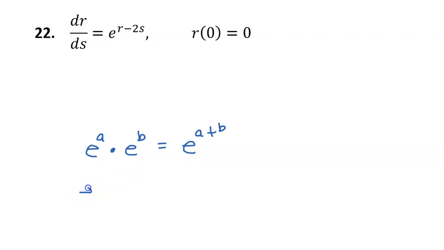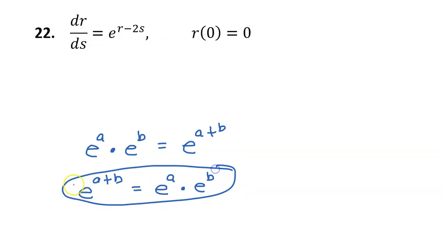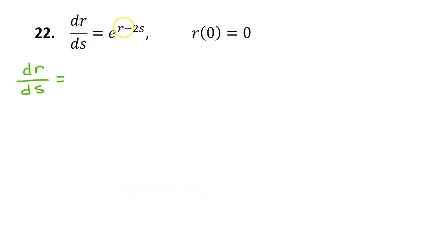So if I had e to the a plus b power, I could rewrite this as a product by writing e to the a times e to the b. Well, this property is what I'm going to use right now. E to the r minus 2s power can be written as a product, e to the r power times e to the negative 2s power.